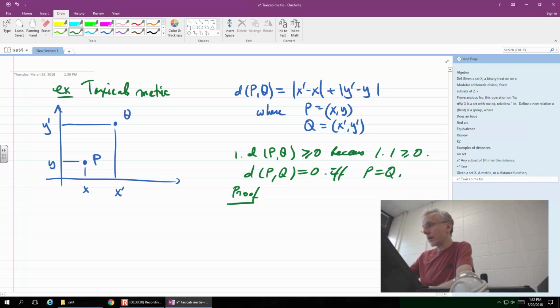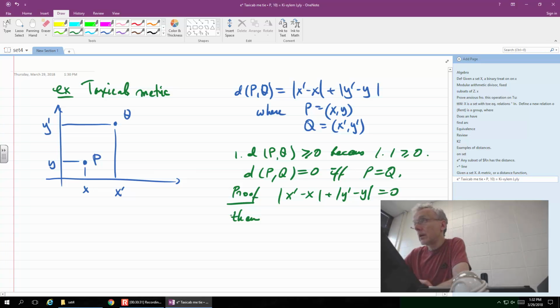So let's quickly prove that. Let's just write the formula. |x prime minus x| plus |y prime minus y| is equal to 0. Then what? Two non-negative numbers add up to 0, then what?